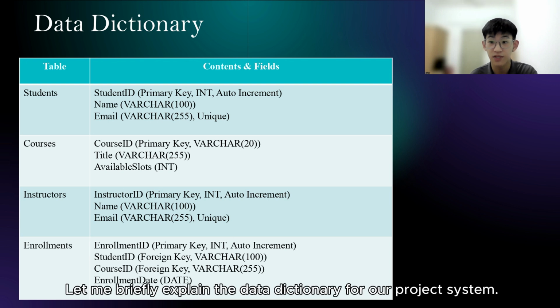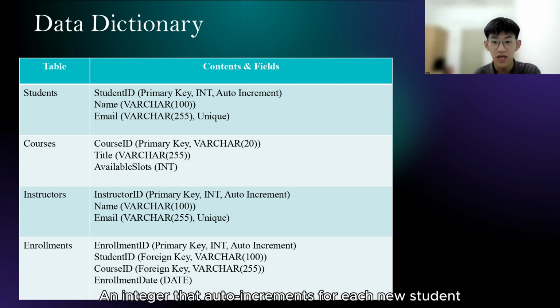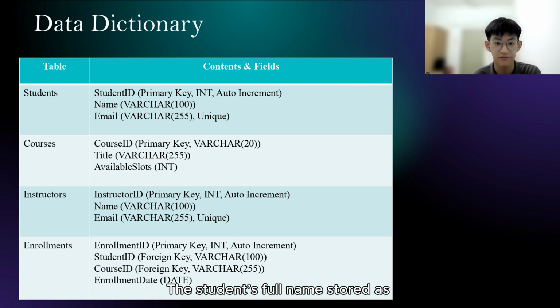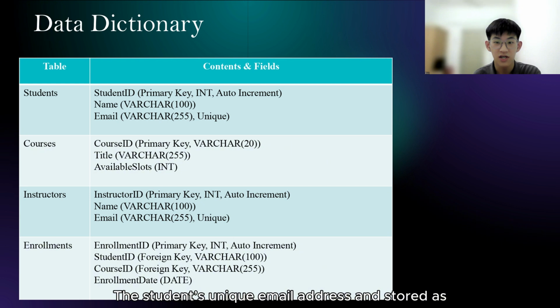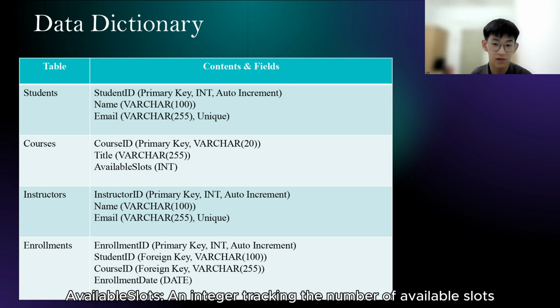Hi, I'm JOON. Let me briefly explain the data dictionary for our project system. In the student table, student ID is the primary key, an integer that auto-increments for each new student. The student's full name is stored as a varchar with a maximum length of 100 characters. The student's unique email address is stored as a varchar with a maximum length of 255 characters. In the courses table, course ID is the primary key, a varchar with a maximum length of 20 characters, uniquely identifying each course. Title, the course name, is stored as a varchar with a maximum length of 255 characters. Available slot is an integer tracking the number of available slots.